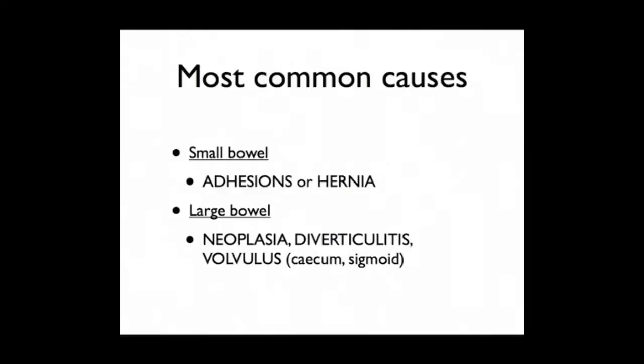Okay, some practical applications. We've split up the whole subject into mechanical and non-mechanical, but it's important to be aware of the things that most commonly occur in both the small bowel and the large bowel. In the small bowel, you want to think about adhesions or hernias, and in the large bowel, you want to think particularly about neoplastic processes. This is the most common cause of a large bowel obstruction. Also, diverticulitis, not diverticulitis per se, but really stricture secondary to inflammation of the wall and aberrant healing. And then lastly, volvuli, either in the cecum or the sigmoid.